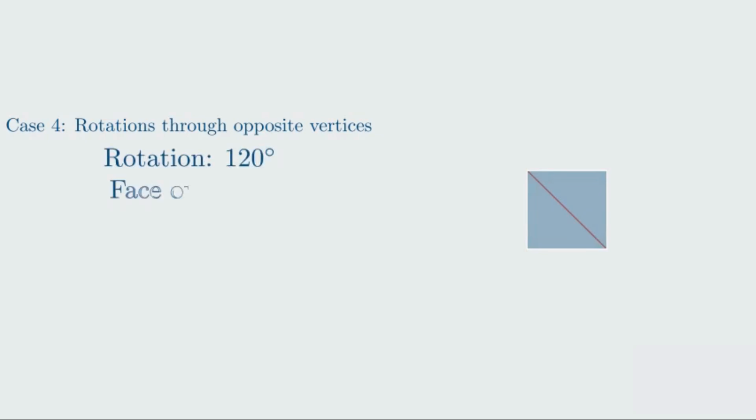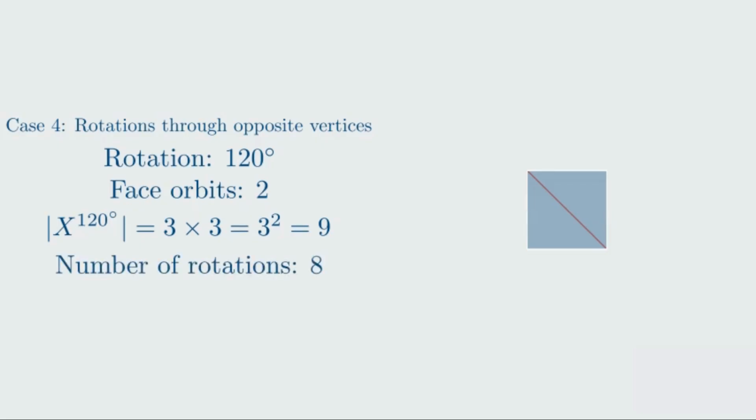For a coloring to be fixed, all faces in the first orbit must be the same color, and all faces in the second orbit must be the same color. With 3 colors, there are 3 times 3, or 9, fixed colorings. Since there are 4 axes and each has 2 120-degree rotations, there are a total of 8 such rotations.